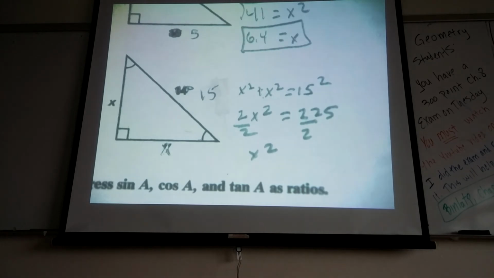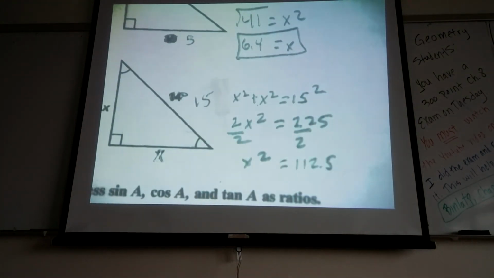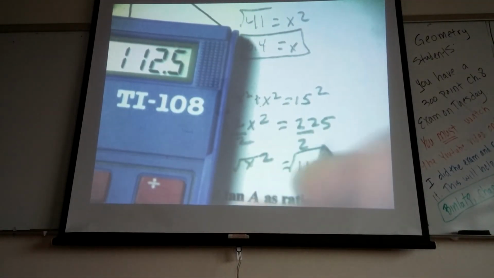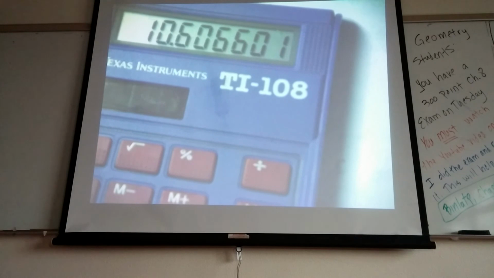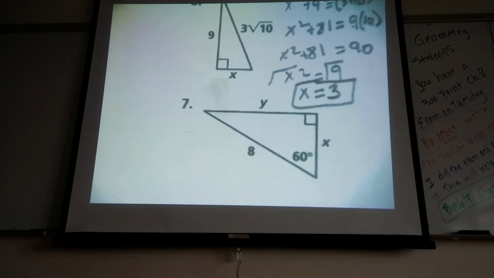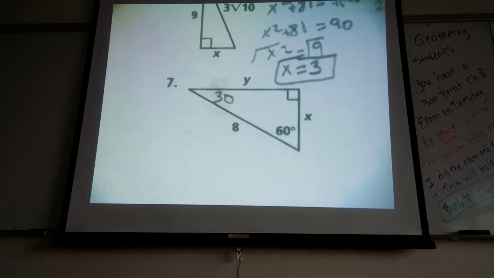X squared equals 225 divided by 2. So it's 112.5. And then when you have 112.5, don't worry about it. You have a calculator. You want the square root of it? Just hit the square root button right here, and it'll do it for you. So about 10.6. All right. Now, number 7 here, we have a 30, 60, 90 triangle.